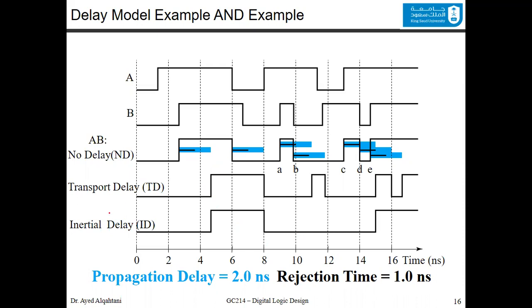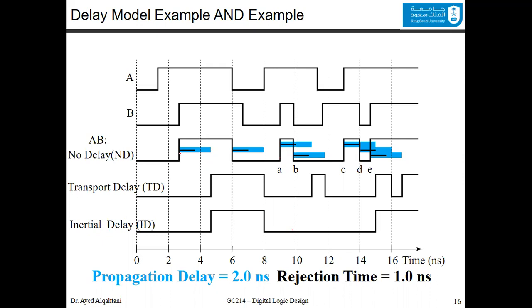then the inertial delay will consider the change in the output only if you satisfy this window. So you can see this will be okay. The change here will be okay. The change here will be okay. But this one, since it's a small pulse, and this small pulse is less than this window, it doesn't appear in the output.